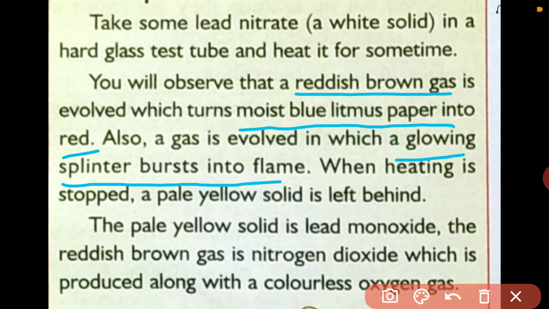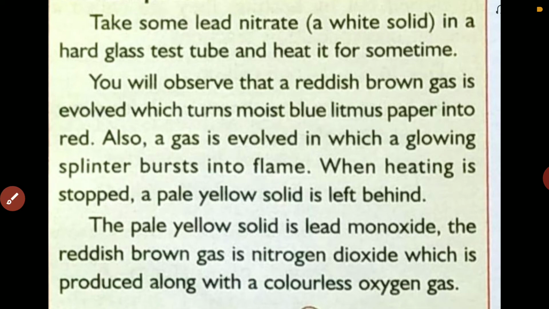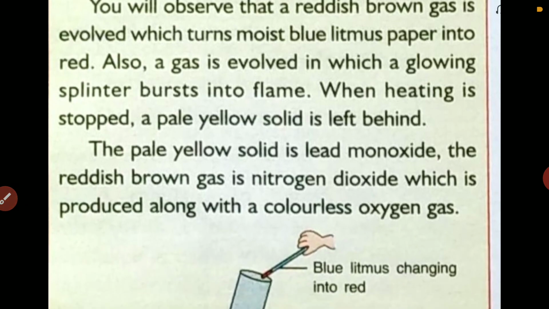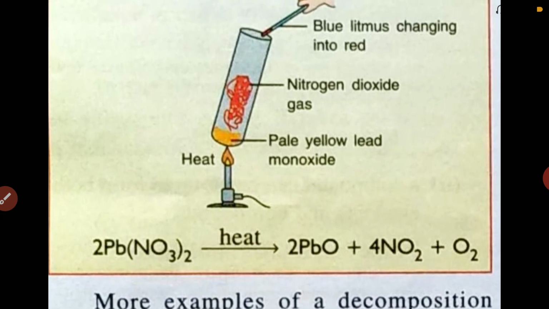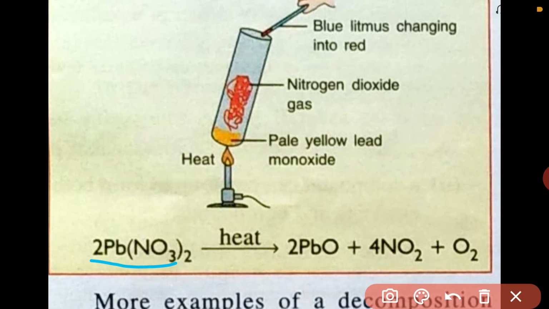When heating is stopped, a pale yellow solid is left behind. The pale yellow solid is lead monoxide. The reddish brown gas is nitrogen dioxide, which is produced along with colorless oxygen. So here you can see in the equation, right, this equation here, a single compound decomposes on heating, that is thermal decomposition, and produces three different substances: lead oxide, which is a compound, nitrogen dioxide, which is also a compound, and oxygen, which is an element.